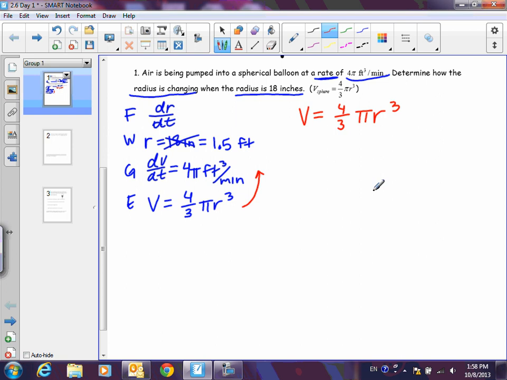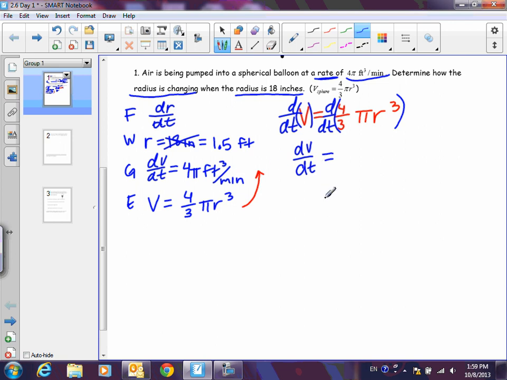And what am I going to do to this equation? I'm going to differentiate implicitly. That's what the steps up at the top told us to do. Okay, so always you're going to differentiate with respect to t. So I'm going to do that over here as well. d over dt. All right, now this on the left here, we're just going to rewrite it as dV over dt.